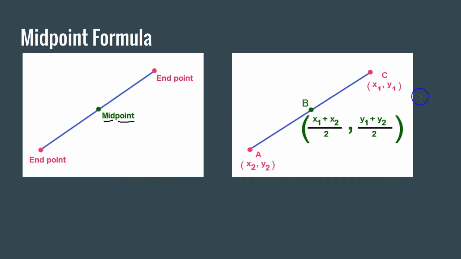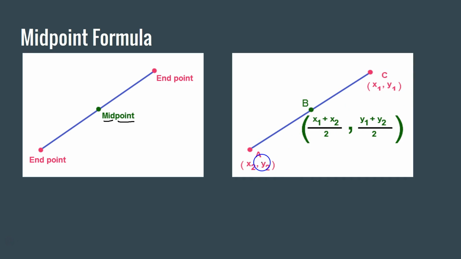So just like the distance formula, we can label our points. So in this case, A is labeled x sub 2 and y sub 2. C is labeled x sub 1, y sub 1.